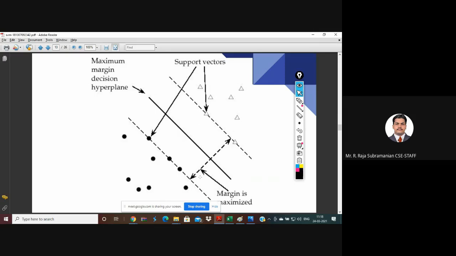So my margin is actually like this, equally divided between the positive and negative classes. So these are my support vectors. How many support vectors have I selected? 5 support vectors.